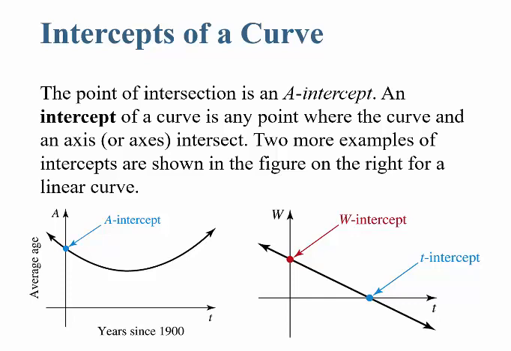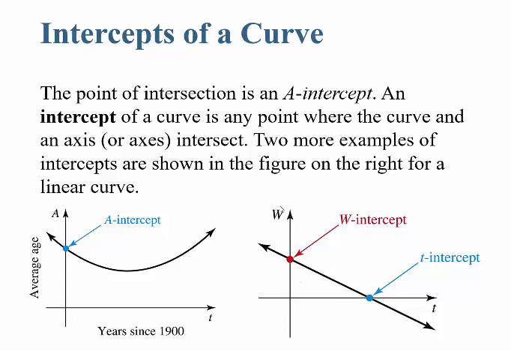All right, I want to talk now about intercepts of a curve. The point of intersection is what we call an intercept. So here, where this intercepts the A axis, this is called the A intercept. An intercept of a curve is a point where the curve and the axis or axes intersect. Two examples are shown here in this figure to the right.